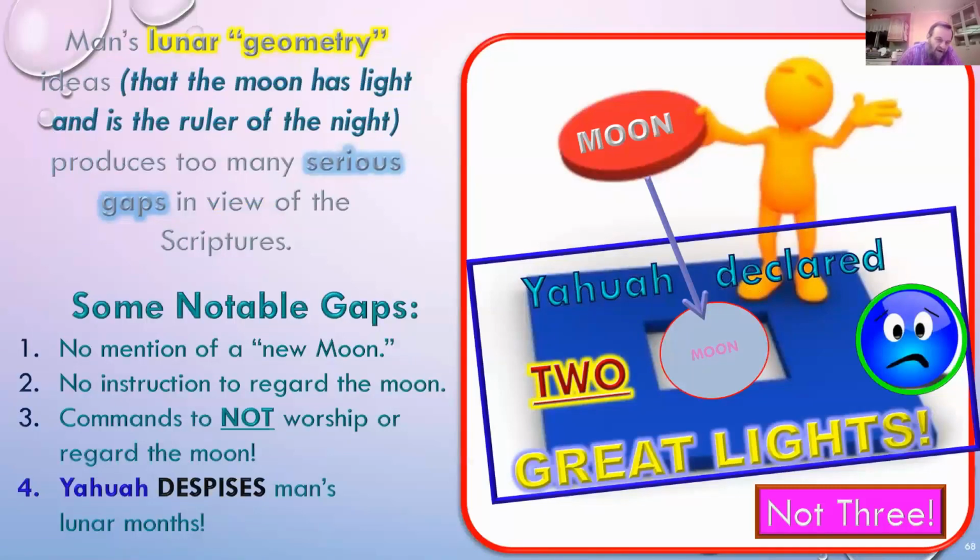Yes, we see it in our contaminated English versions, but when you go into the Hebrew, there is no mention of a new moon in the scriptures. There is no instruction to regard the moon in the scriptures. There's commands to not worship or regard the moon. And very importantly, Yahuwah despises man's lunar months.